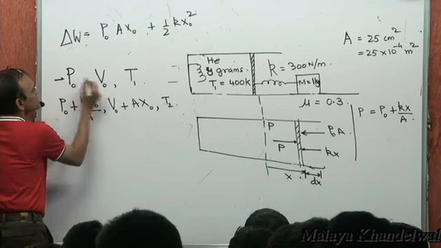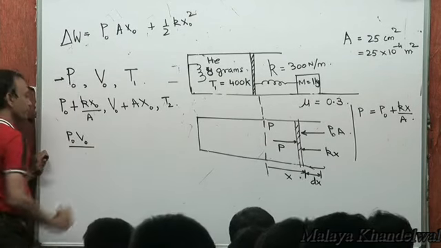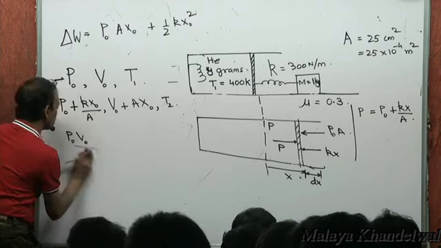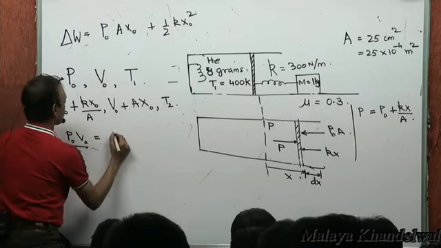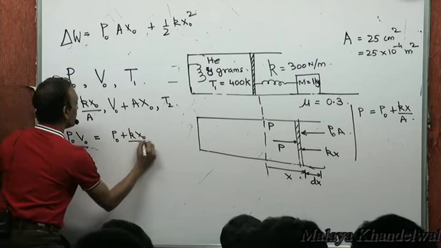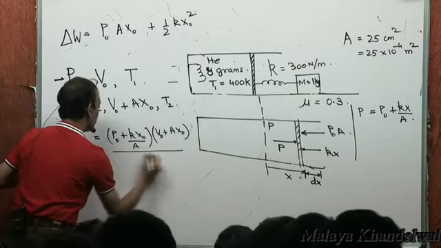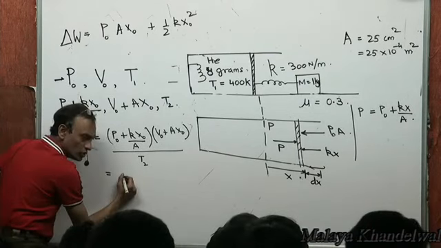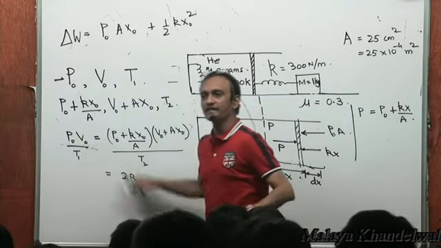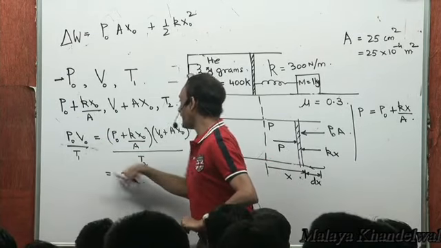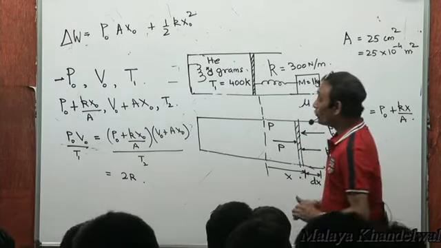So now, can I say from this, P0 V0 by T1 must be equal to P0 plus Kx0 by A into volume V0 plus Ax0 by T2 must be equal to number of moles, 2 moles into R for 8 grams, 2 moles of helium, right? NR, isn't it? Can I say all of this? Initial pressure volume must be NR T1, final pressure, final volume must be NR T2, right? Can I say this?